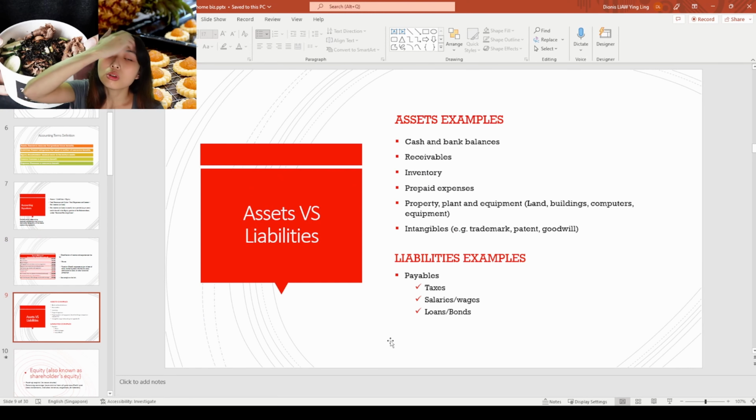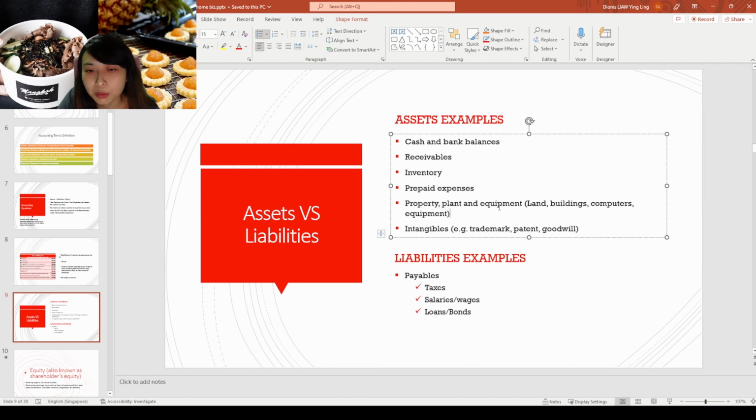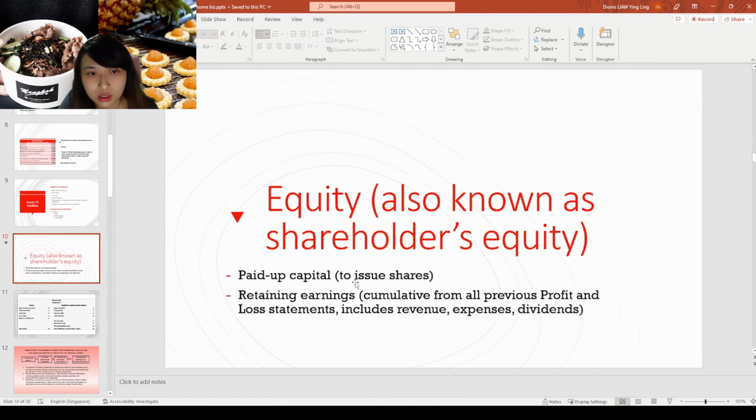Okay, so back to the balance sheet. The balance sheet is about assets versus liabilities. Asset examples are cash and bank balances, receivables, inventory, prepaid expenses, and PPE: property, plant, equipment. In some more complicated home businesses, there might be intangibles such as trademark, patent, or goodwill. For liabilities, some examples are mostly payables, like loans, salaries that you need to pay. As a sole proprietorship, usually you don't need to pay salary, but taxes, yes. These are liabilities examples.